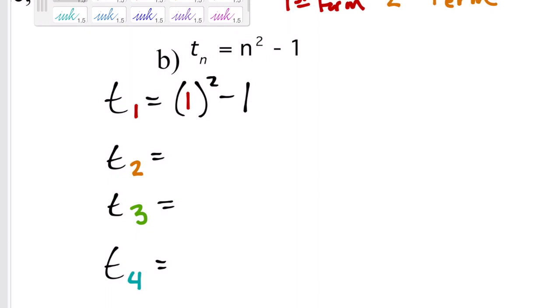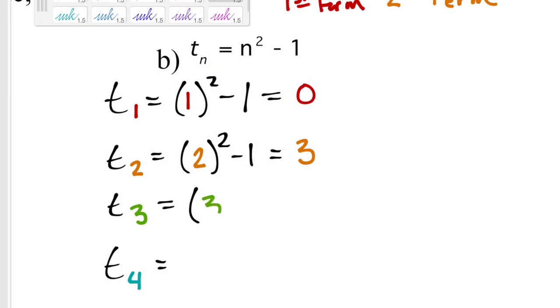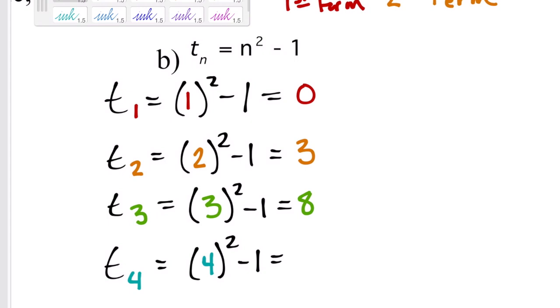Depends. All right, so here I'm plugging in 1 for n for my first term. So 1 squared is going to give me 1. 1 minus 1 will give me 0. Plugging in 2. 2 squared will give me 4. 4 minus 1 is going to give me 3. Plugging in 3. 3 squared is going to give me 9. 9 minus 1 is going to give me 8. And last one, plugging in 4. 4 squared is going to give me 16. 16 minus 1 is going to give me 15.